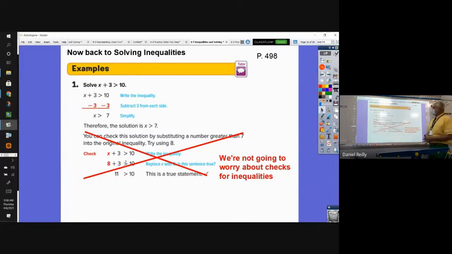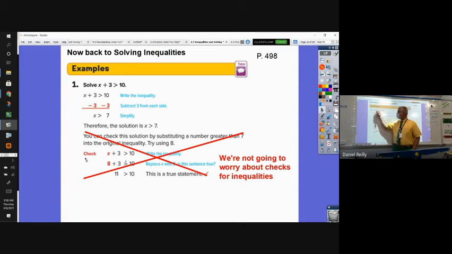Okay, so you will notice that this problem looks a lot like the one-step equations, page 498, that we solved last week. They're done exactly the same. The goal here is to get the variable by itself on one side and the number on the other side, except now it's an inequality symbol instead of an equal sign. So undo addition by subtracting from both sides, and x is greater than 7. Any values of x greater than 7 will make this true.